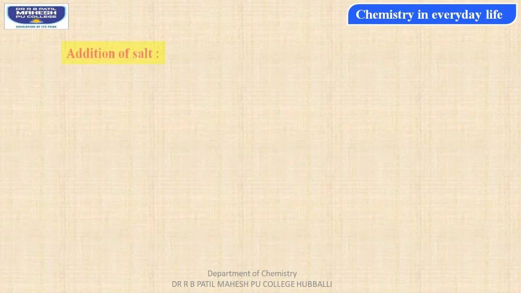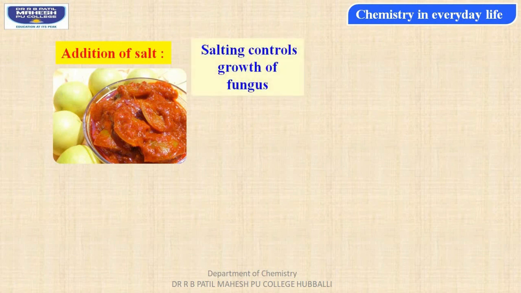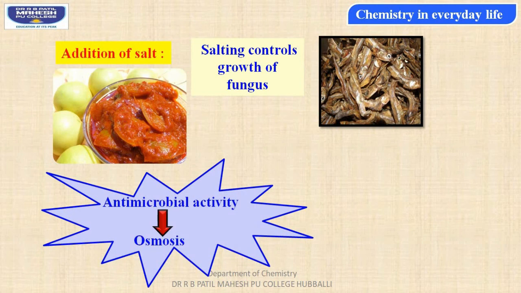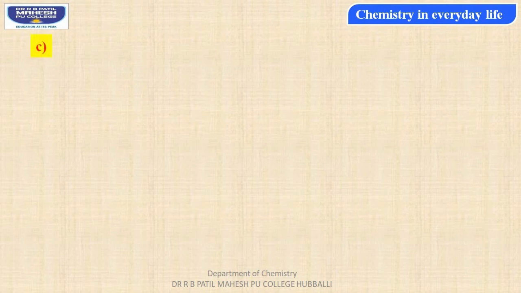Second, addition of salt. Students, salting controls the growth of fungus on food items. For example, pickles can be stored for a long duration by the addition of salt, and even dry fish can be maintained for a longer duration by the addition of salt. In this case, the antimicrobial activity is achieved by osmosis, and to be specific, it is exosmosis which occurs in bacterial or fungal species. And the third one is addition of vinegar.